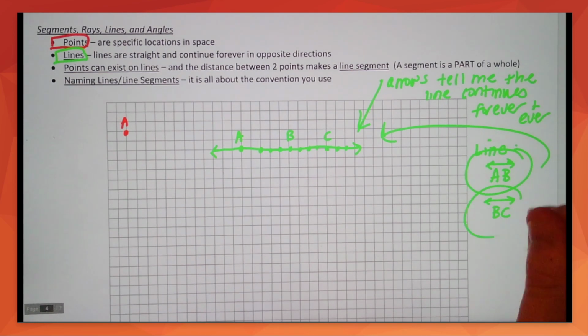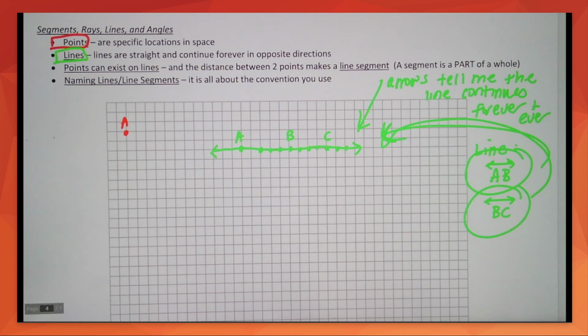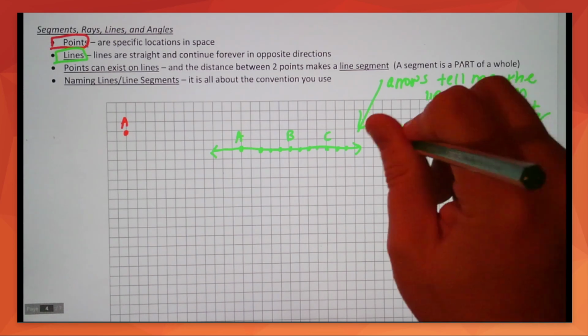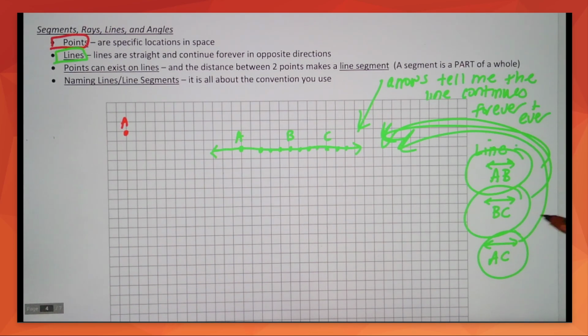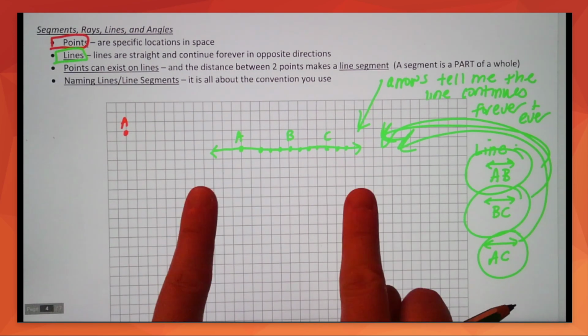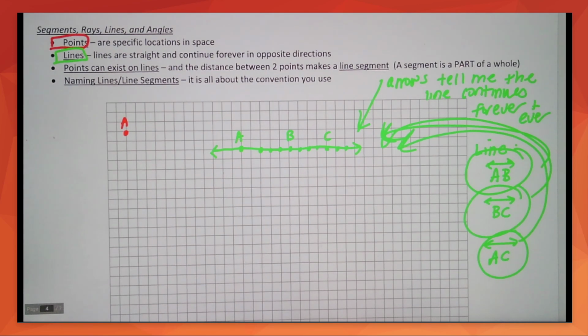Okay, this also describes this line because points B and C are on here. You could also do AC. And that describes the same line. All 3 of these terminologies here describe this exact same figure, this line, because these points exist on this line. And I know it's a line because it has the 2 arrows at the end that say it goes on forever and ever and ever.